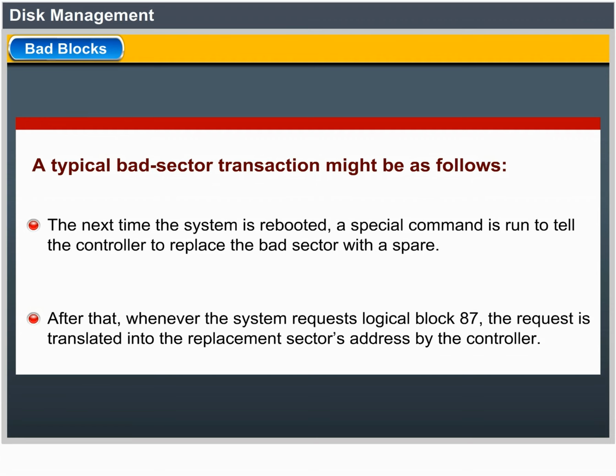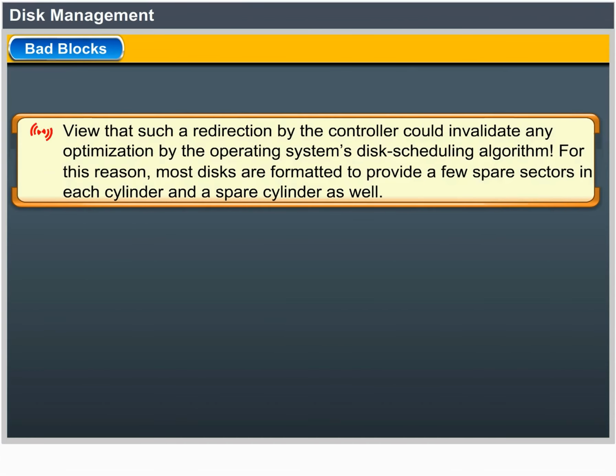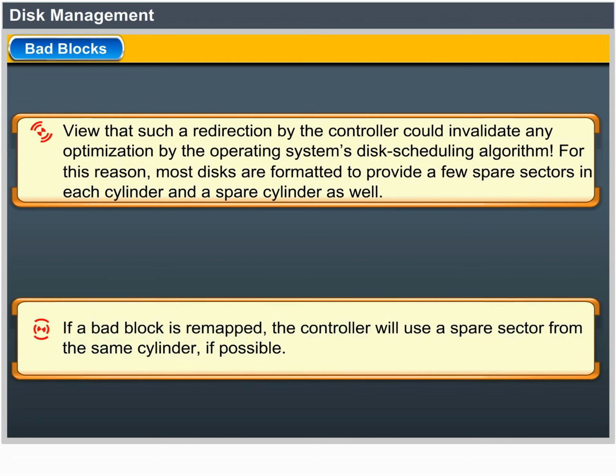Note that such a redirection by the controller could invalidate any optimization by the operating system's disk scheduling algorithm. For this reason, most disks are formatted to provide a few spare sectors in each cylinder and a spare cylinder as well. When a bad block is remapped, the controller uses a spare sector from the same cylinder if possible.